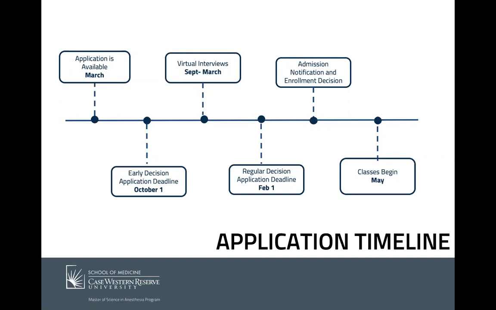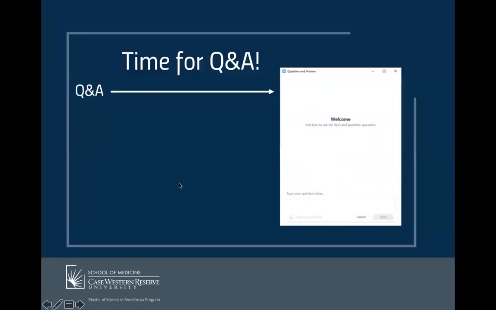After that February 1 deadline, you'll get the admissions notification from our admissions director about your enrollment decision, and classes will begin end of May. So that's kind of a brief overview of the timeline of the application cycle each year. And that is what we have for you today. We're going to jump into some Q&A right now.